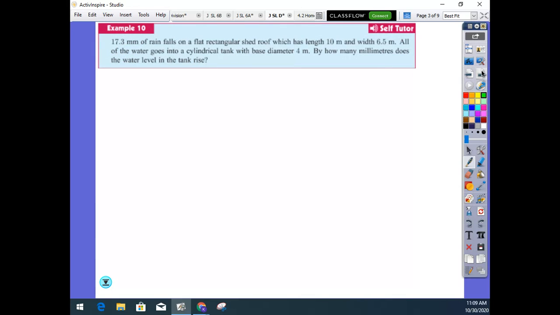All right, this last one can be just a little bit different. So it says this much rain falls on a flat rectangular shed roof. Now, what's kind of weird to me is the roof of the shed is, let me move that over a little. It's kind of like a rectangular prism roof.